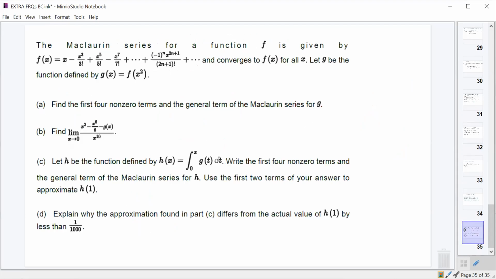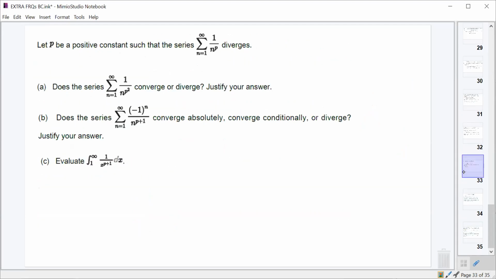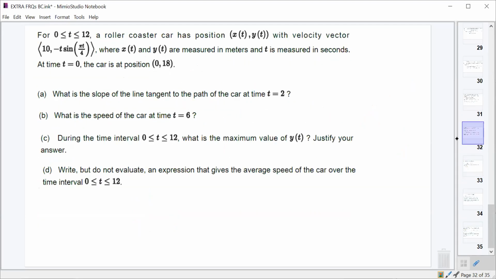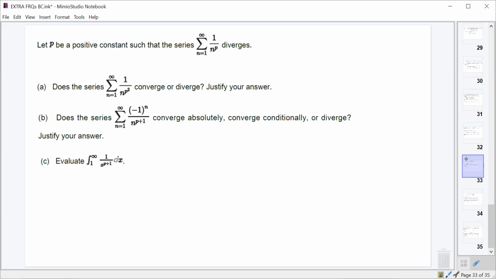Let's take a look at a couple of series. I feel like series would probably be the best place to look at some extra free response questions. What do you guys think? Does that seem reasonable to you? Okay. Cool. So I'm just going to start here.